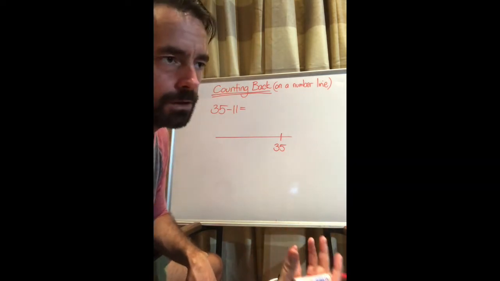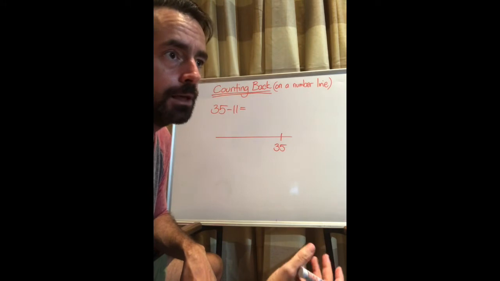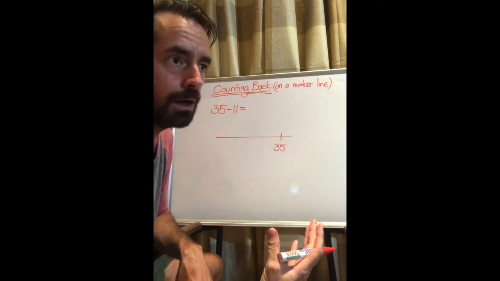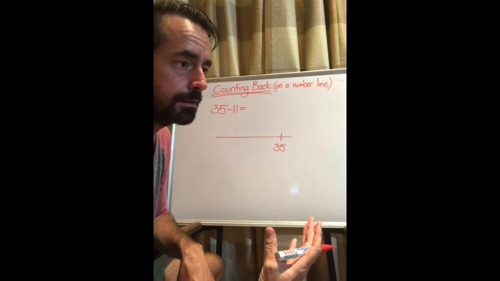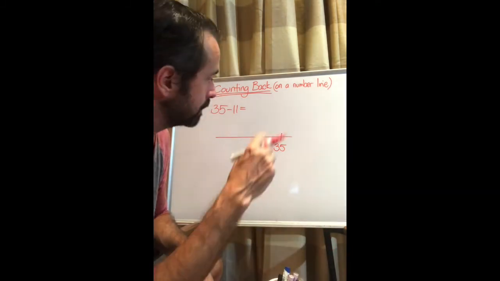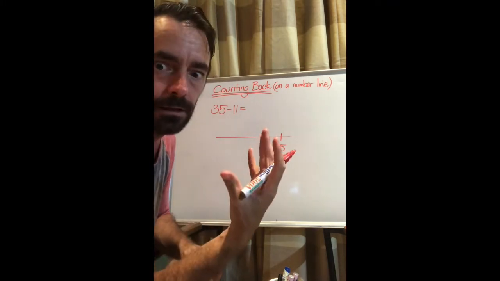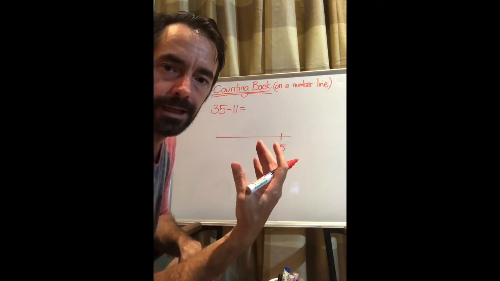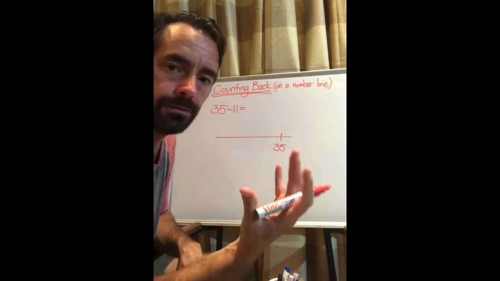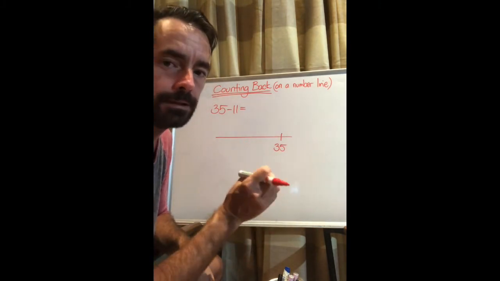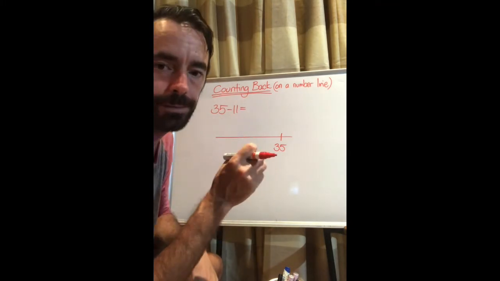Now, of course, some of you could do this easily in your head, right? But the problems that we'll be tackling later on aren't so straightforward as this, right? So let's have a look. 35, take away 11. Now, maybe someone might not be so confident at taking away 11. Well, that's fine, because in this strategy, you can take away parts of that number one bit at a time.